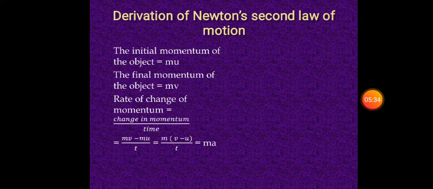Rate of change of momentum. Rate means upon time. So change in momentum upon time is equal to mv minus mu, that is, final momentum minus initial momentum, upon t. If we take m common, it will be m into (v minus u) upon t. As we know, acceleration is (v minus u) upon t, hence the rate of change of momentum is equal to m into a.